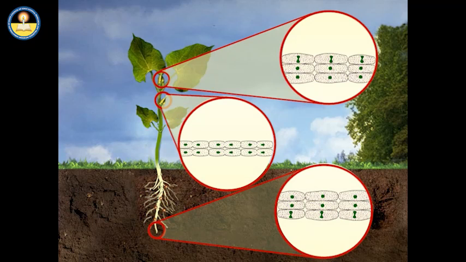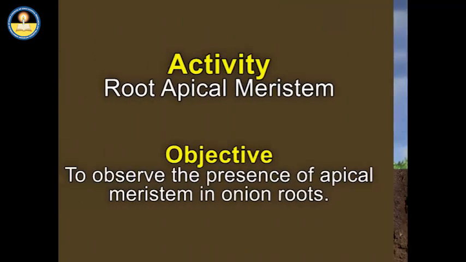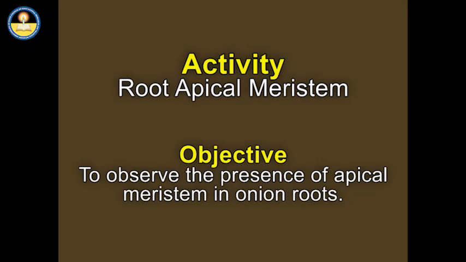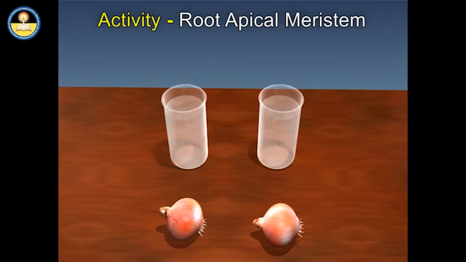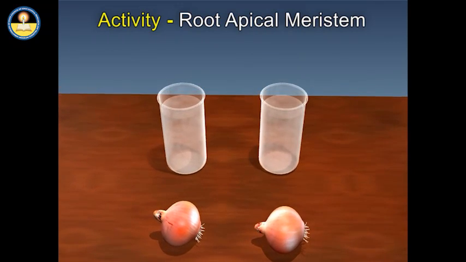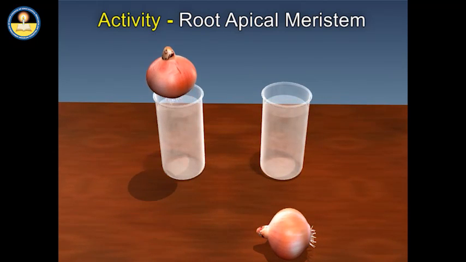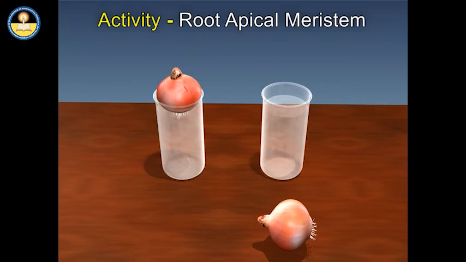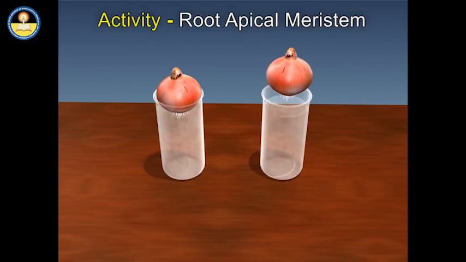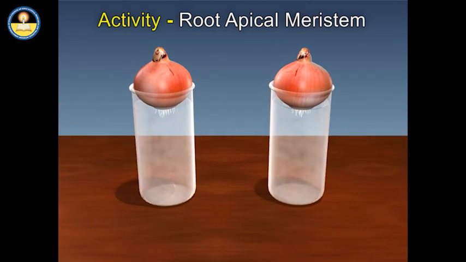To study that apical meristem is present at the tip of root, you can do a small activity. Take 2 equal-sized onions. Take 2 beakers. Fill them with water. Place the onion bulbs on the beakers filled with water in such a way that the roots remain dipped in water. Allow onions to grow. Observe the growth of the roots.